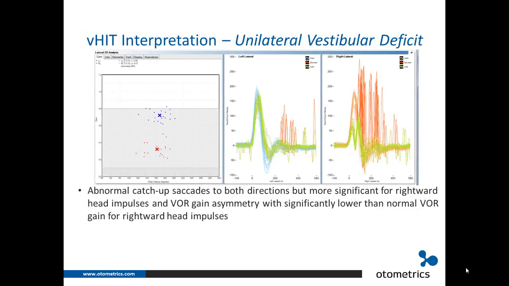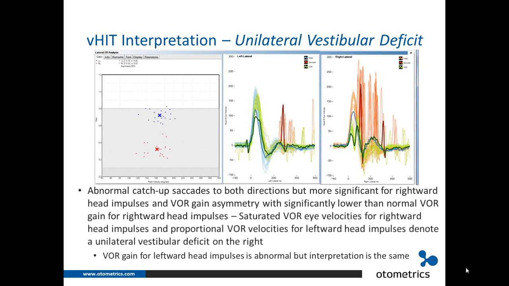Here's an example of a patient who has abnormal catch-up saccades to both directions, but they are more significant for rightward head impulses, and the VOR gain is asymmetric with significantly lower than normal value for the same direction. If we examine the VOR eye velocities for the rightward head impulses, we see that they are saturated or clipped. On the other hand, VOR eye velocities for the left side are smaller than the head velocities, but they still look proportional to the head velocities.